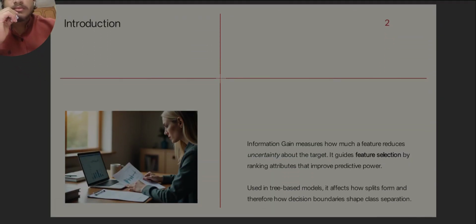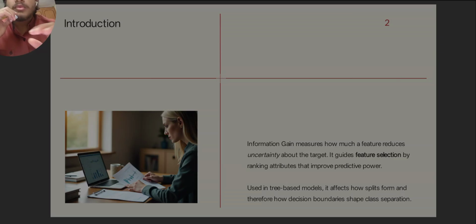Introduction. So, in the field of machine learning, selecting the right features is crucial for building accurate and efficient models. Real world datasets often contain many variables, but not all of them contribute meaningfully to predicting the target outcome. This is where feature selection plays an important role.